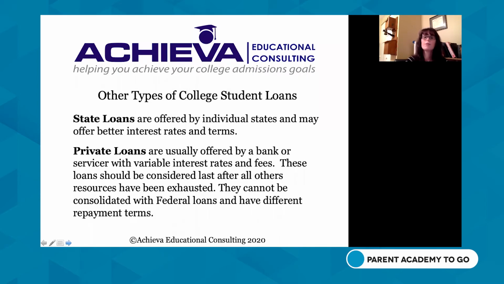Other types of college student loans are state loans. They're offered by individual states and may offer better interest rates and terms. And then private loans are usually offered by a bank or a servicer with variable interest rates and fees. These loans should be considered as the very last resort, after everything else has been exhausted. They cannot be consolidated with federal loans, and they have different repayment terms.